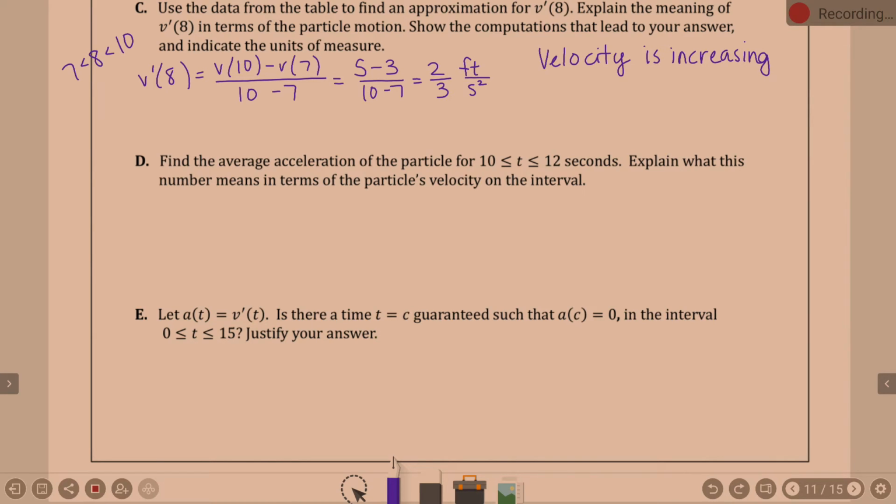Okay. Yeah. Velocity is increasing at t equals 8 seconds. And I have it written as at about, and you can write it as this, 2 feet per 3 seconds squared. Okay, you can break it apart and write it like that as well.